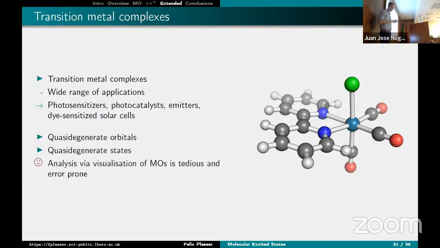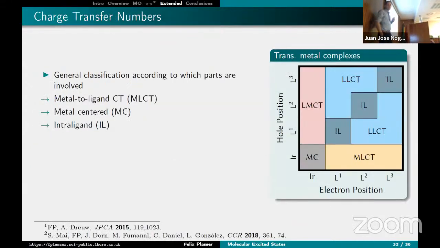Now, when you do computation on transition metal complexes, you see that there are loads and loads of quasi-degenerate orbitals, known as d and pi orbitals, that are mixed in weird ways. And these quasi-degenerate orbitals give rise to lots and lots of quasi-degenerate states, and at the end of the day, it's all a mess, and you don't really know what to do. So it's tedious if you do a manual analysis, but it's also error-prone because at the end of the day, if the orbitals are delocalized everywhere, how do you know what kind of state it is?